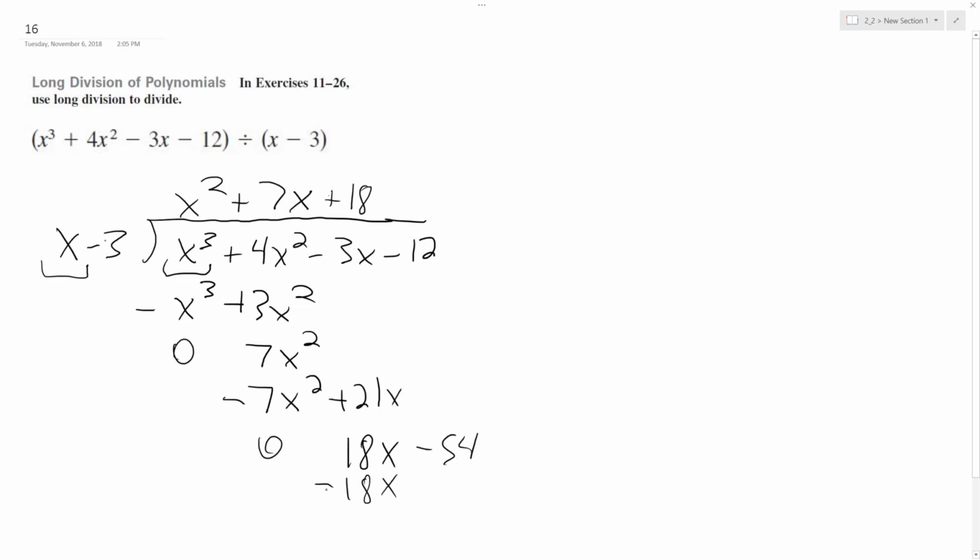Switch the signs. So plus 12, I get, that becomes 42. So my final solution is x squared plus 7x plus 18, because x can't go into 42. And I get positive 42 over our divisor, which is x minus 3. And that's it.